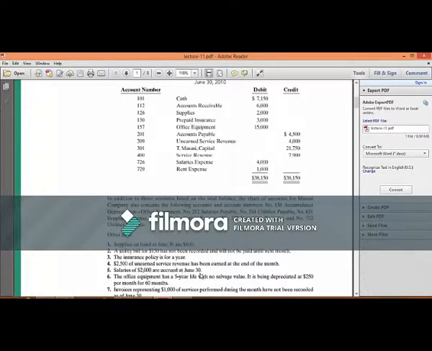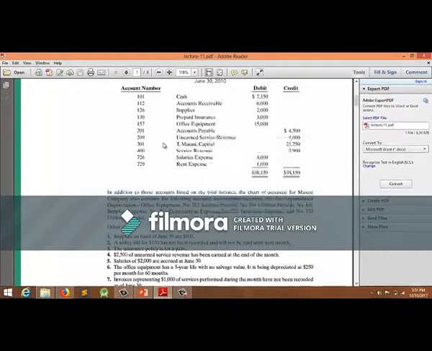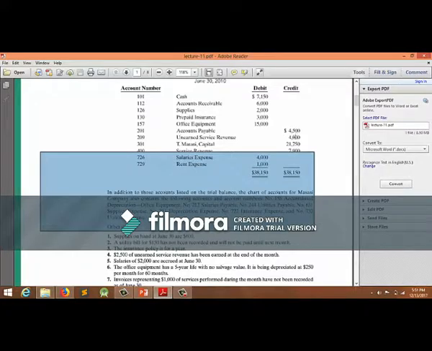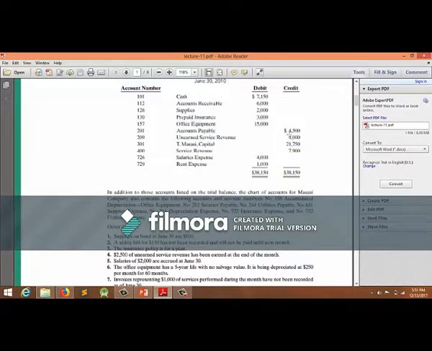2500 of unearned service revenue has been earned. So we learned about unearned service revenue. It is the kind of revenue for which we have received payment, but we haven't given the service yet. So we have been paid for unearned service revenue. How much do we have to check? It is 4000, but among the 4000 we have provided service of 2500.